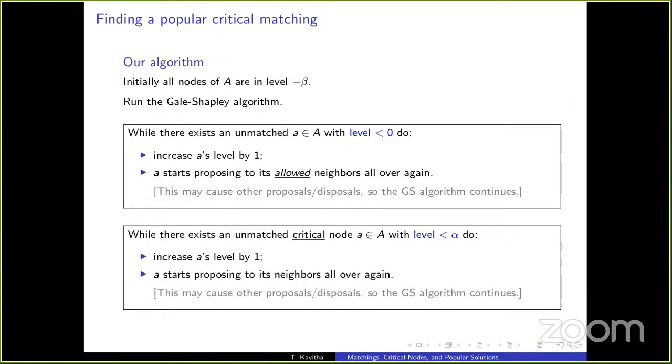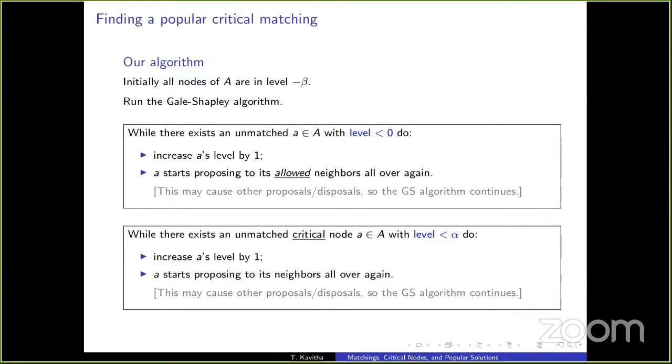Let's run the Gale-Shapley algorithm. And in negative levels, proposals can be made only to critical nodes of B. So only critical neighbors of these nodes will receive proposals. And while there exist nodes in A that are not yet matched by any neighbor, they are allowed to promote themselves to higher levels. And while in a negative level, a node can propose only to its critical neighbors. In level 0, they're free to propose to any neighbor. So that's the first while loop.